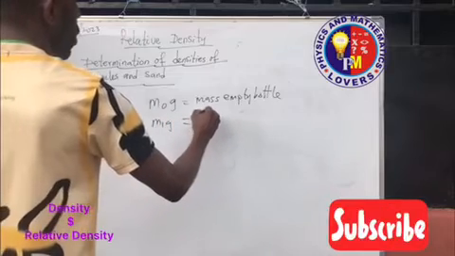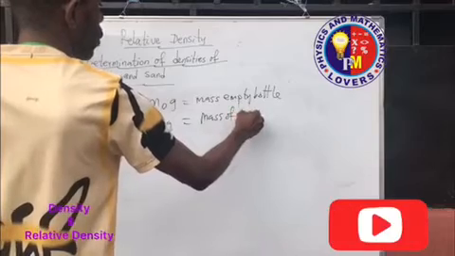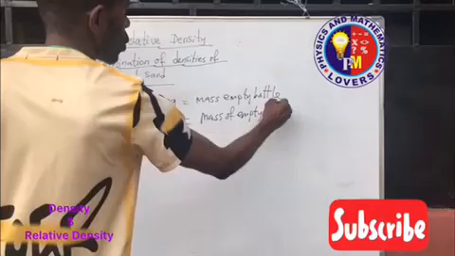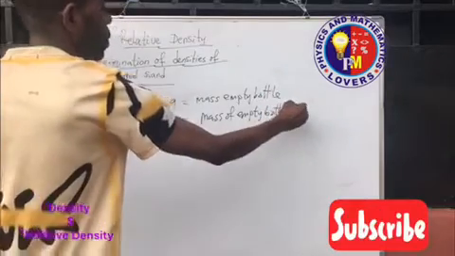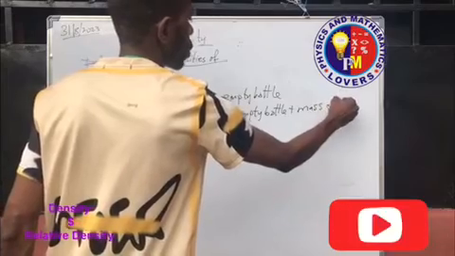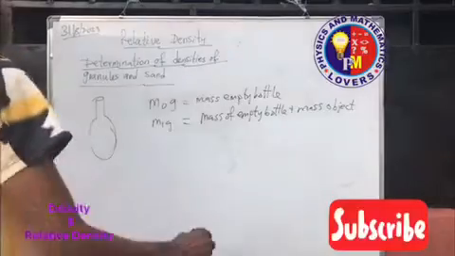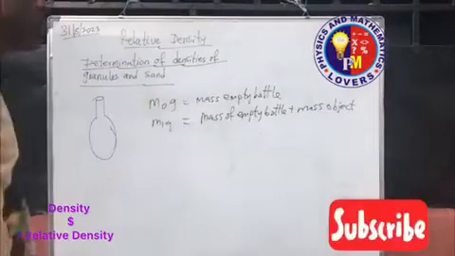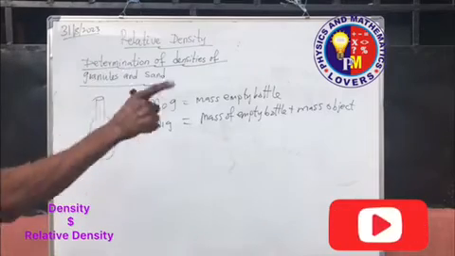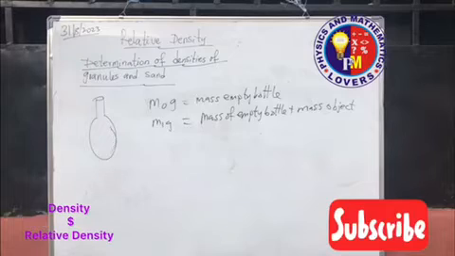This one is equal to the mass of the empty bottle plus the mass of the object, which is your solid. Let me say stone. So we call this M1. Sorry, M1.